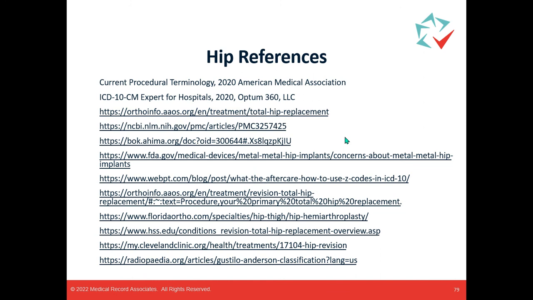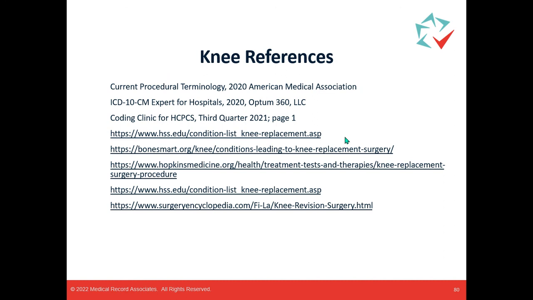Here are some references to get you started down those rabbit holes. So for hips and knees, CPT Assistant, Coding Clinic for HCPCS, and Coding Clinic for ICD-10 are all amazing resources. And I highly recommend you refer back to those whenever you have any questions regarding what a particular code entails, or what services may or may not be included in it.